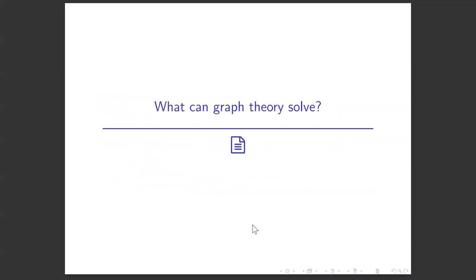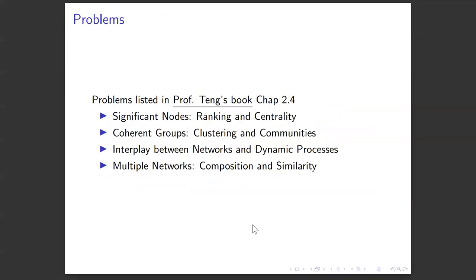The first thing is what spectral graph theory can solve. We have four problems. The first is significant nodes. The second is coherent groups. The third is the interplay between networks and dynamic processes. And the fourth is multiple networks.